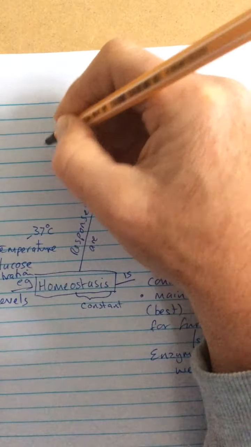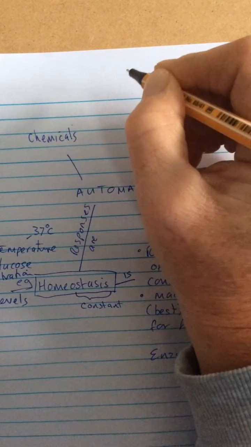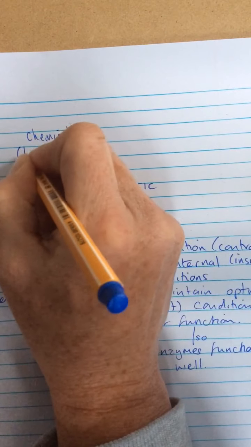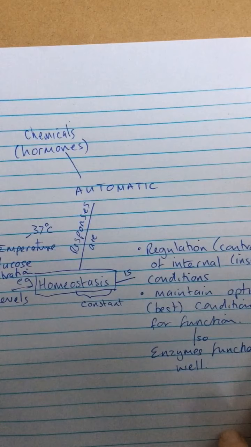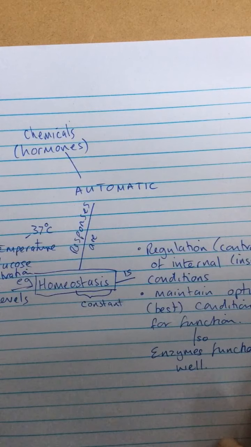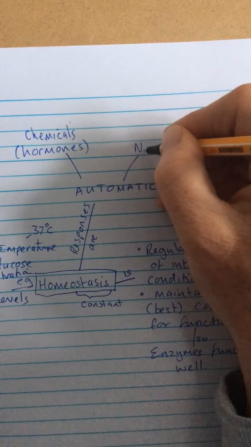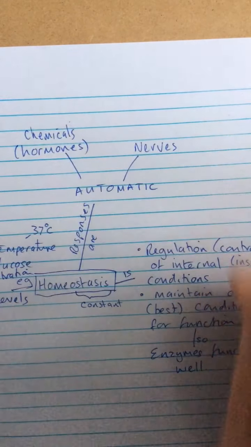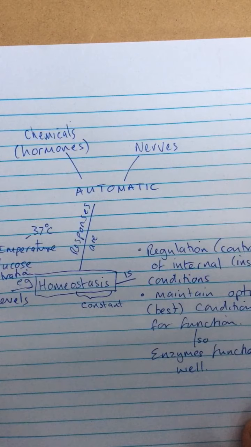It's partly controlled by chemicals. Okay, the chemicals that are in your body that are controlling things are hormones. And within this topic, we will look a lot more deeply at hormones and what they do. So partly you've got chemicals, hormones, controlling your body temperature, your blood glucose, etc., etc. And partly it's to do with nerves. Okay, so you've got hormones and you've got nerves, and those are the two systems that are automatically controlling homeostatic mechanisms within your body.